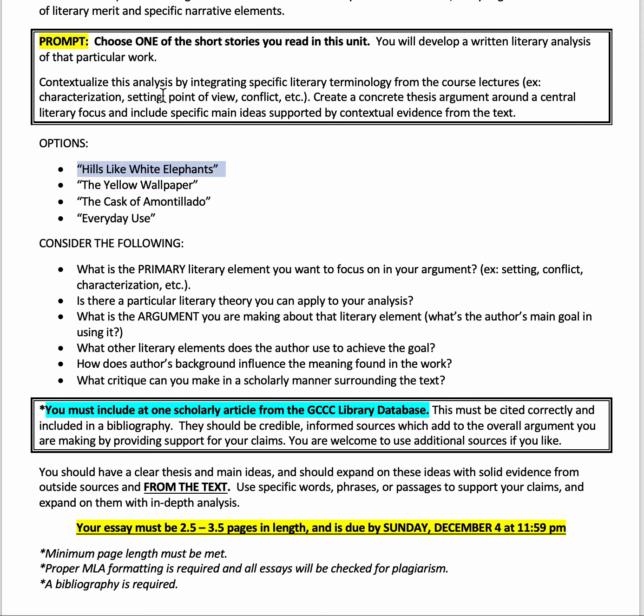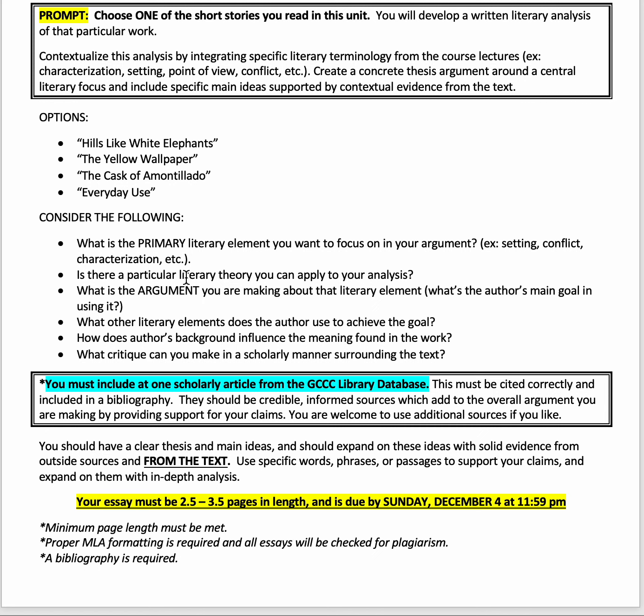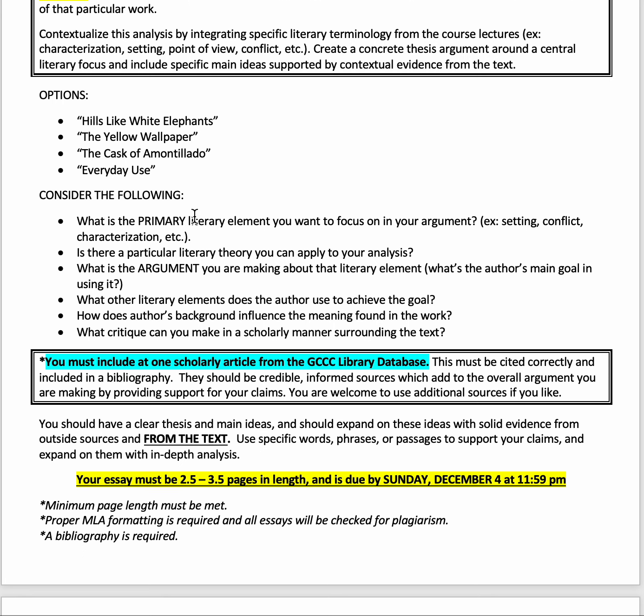If it were me personally, for example, I might love to talk about the symbolism in Hills Like White Elephants, or I might like to talk about the setting of The Cask of Amontillado, or the characterization of a certain character in Everyday Use. I could certainly write 2.5 to 3.5 pages on all of these topics. So choose a primary focus, right? Say symbolism or setting or characterization, and then let that kind of guide the main ideas that you choose.